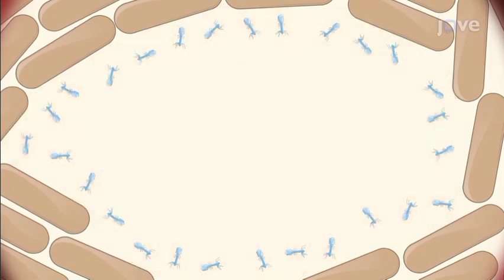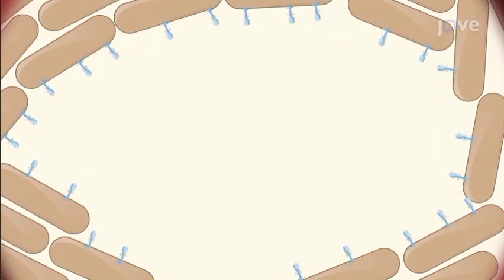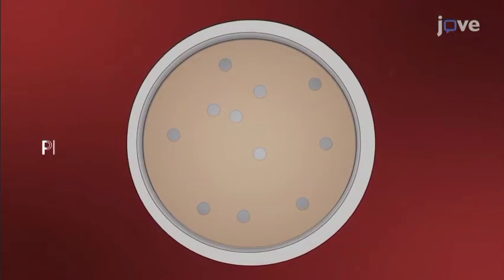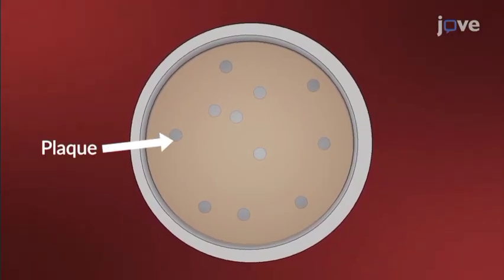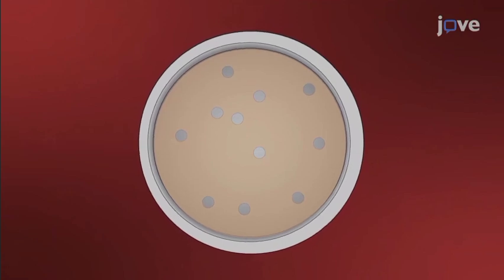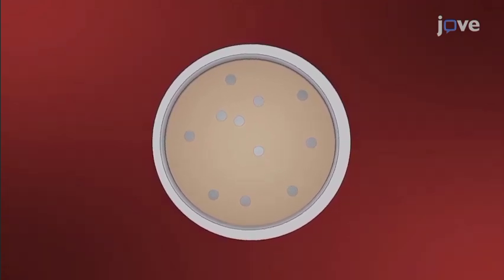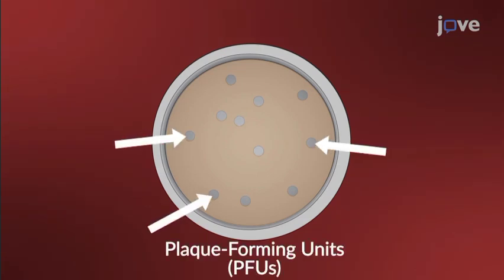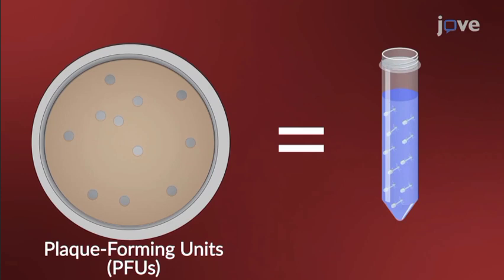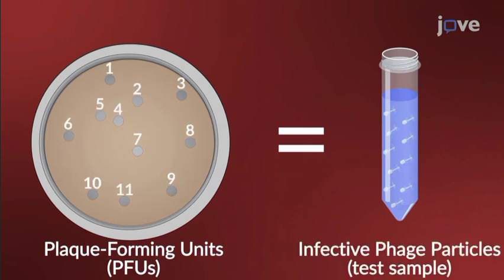The effect of the neighboring cells being destroyed is to produce a single circular clear zone called a plaque, which can be seen by the naked eye, effectively amplifying the bacteriolytic activity of the phage and enabling their enumeration. The number of plaques on a petri dish are referred to as plaque-forming units, or PFUs, and providing the initial bacteriophage concentration was sufficiently dilute, should directly correspond to the number of infective phage particles in the original sample.